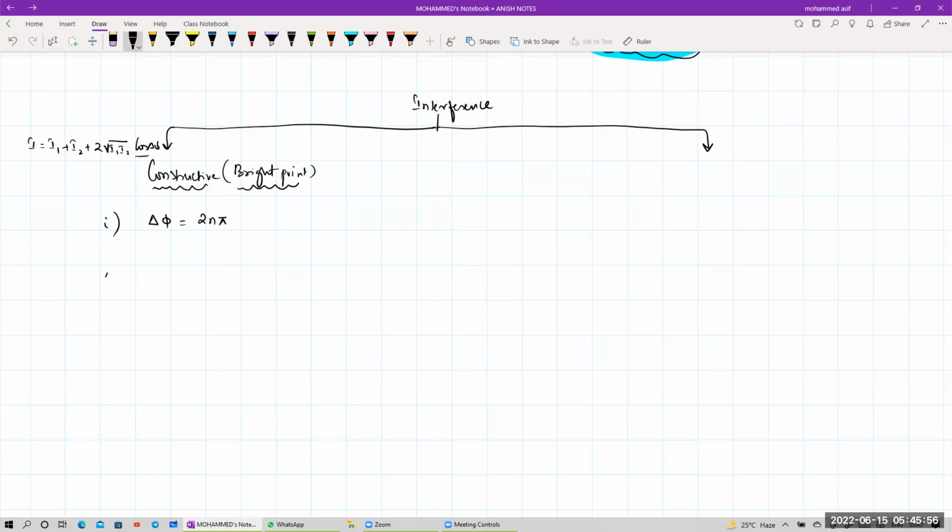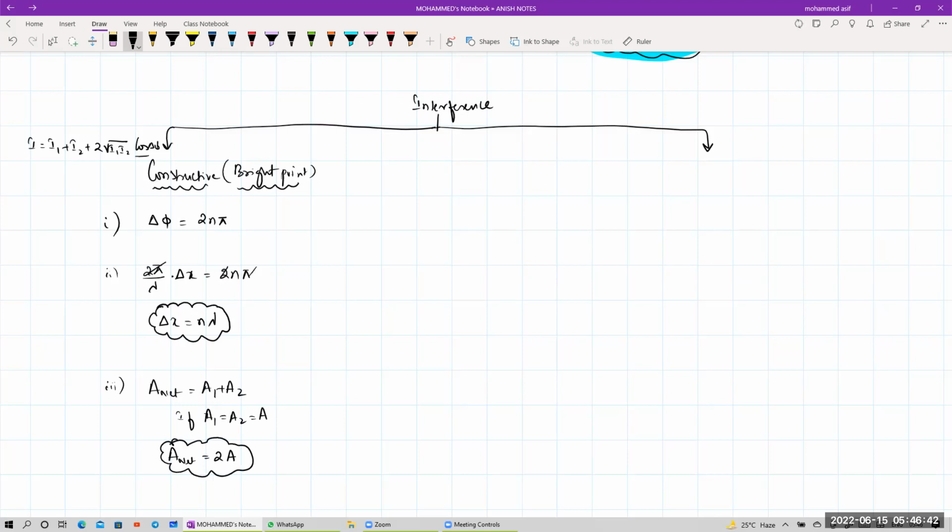In the same way, delta phi equals 2 pi by lambda into delta x equals 2n pi. This 2 pi will get cancelled. So the path difference delta x equals n lambda. When delta x equals n lambda, we get constructive interference. Got it? Yes, sir. For this, the resultant amplitude, if cos phi is 1, A net will be A1 plus A2. If A1 and A2 are the same, A net will be 2 times A.